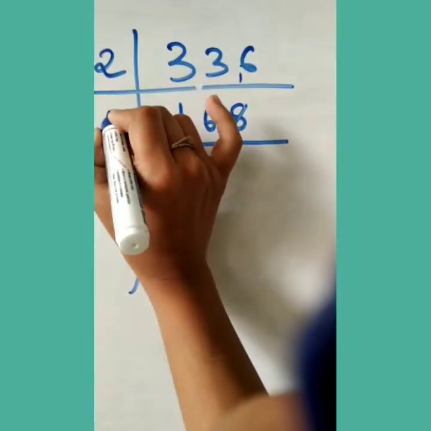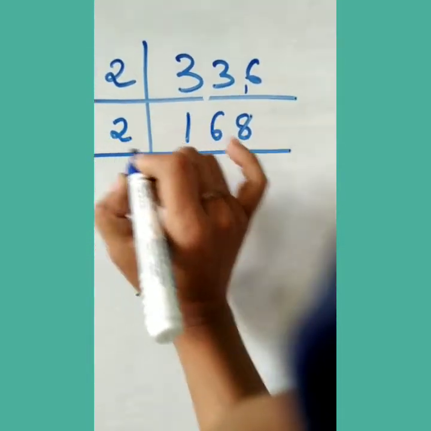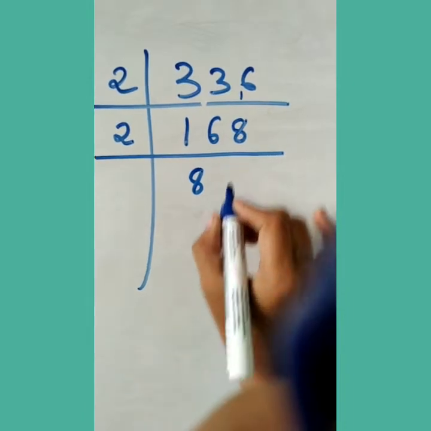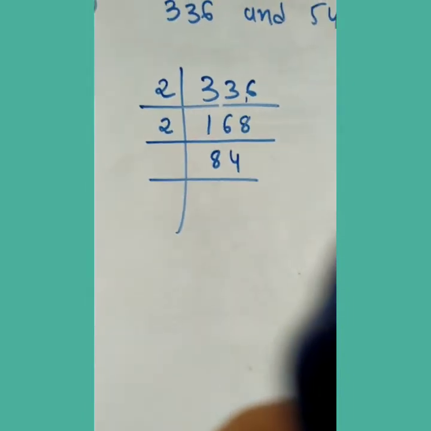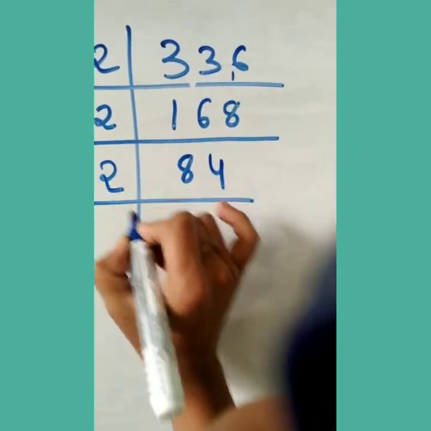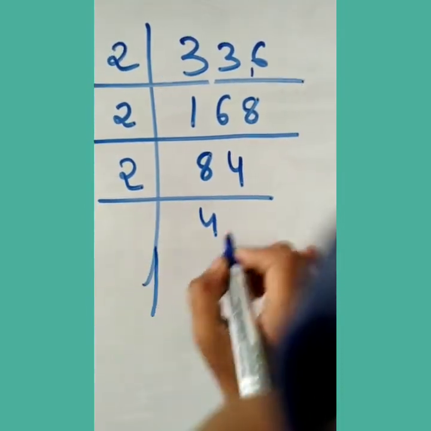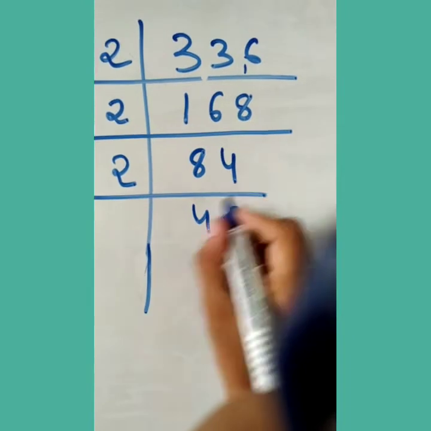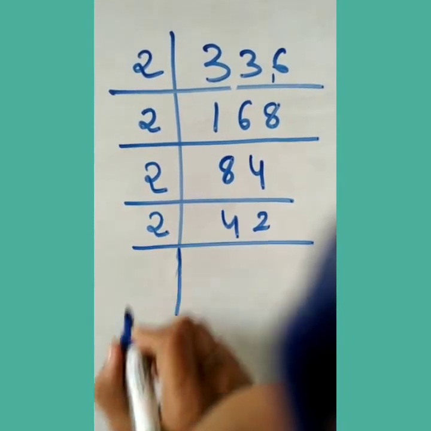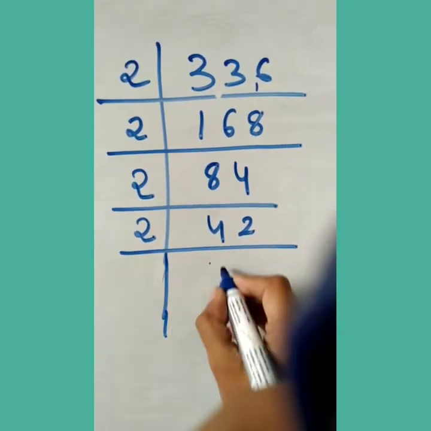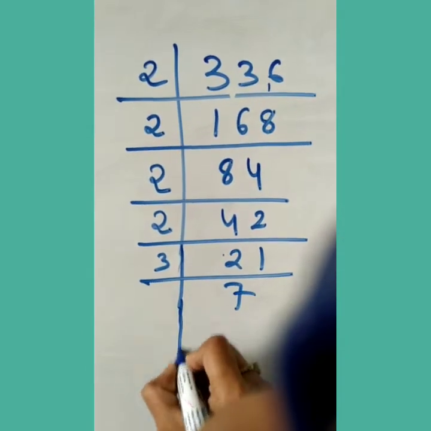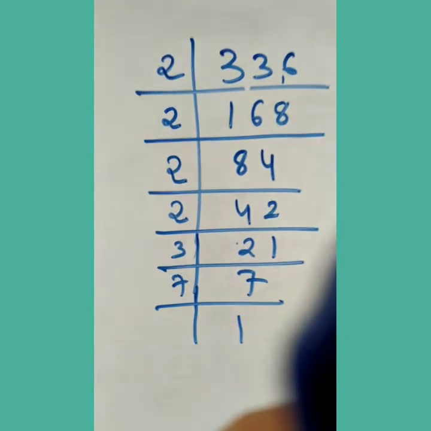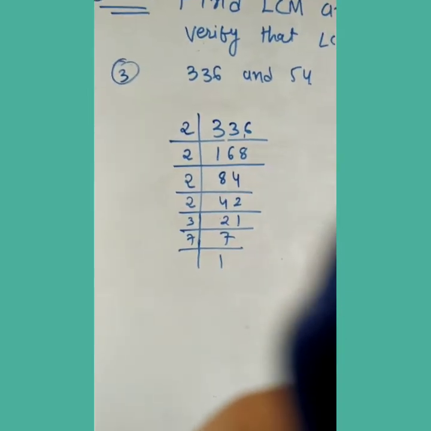So here we will again begin our process with 2. 4 2s are 8, so it will become 84. Again we will start with 2. 4 2s are 8 and 2 2s are 4. Again we will begin with 2. 2 2s are 4 and 2 1s are 2. 3 7s are 21 and 7 1s are 7. So here we got the prime factorization of 336.